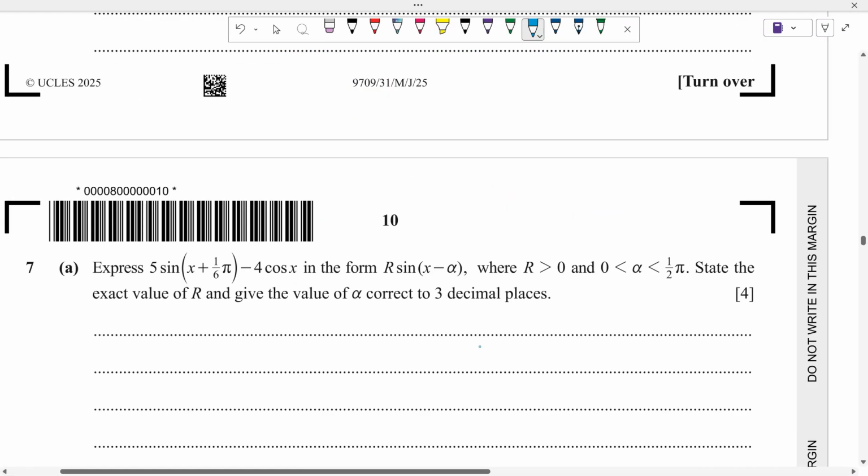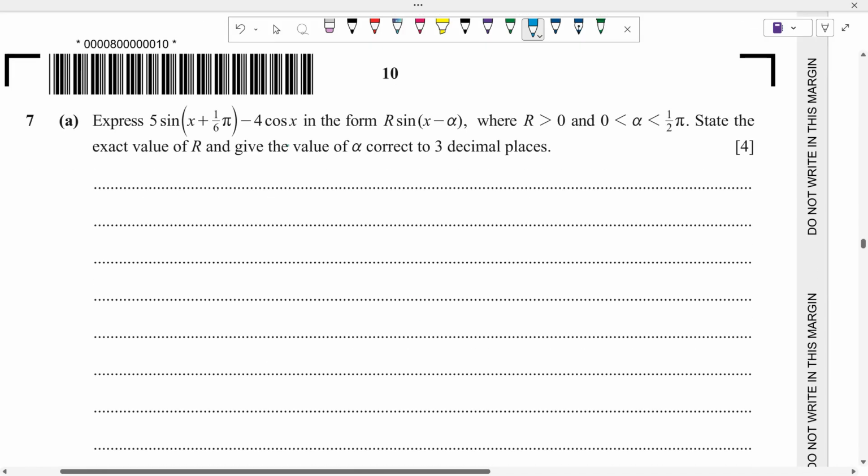Okay, let's move to question number 7. Express 5 sine of (x + π/6) − 4 cos x in the form of r sine (x − α), where r is greater than 0 and α is greater than 0 and less than π/2. State the exact value of r and give the value of α correct to 3 decimal places.